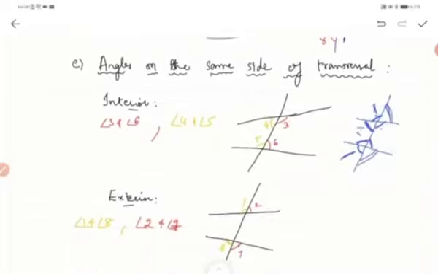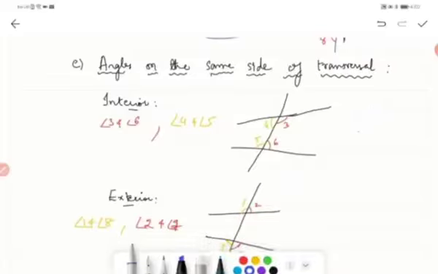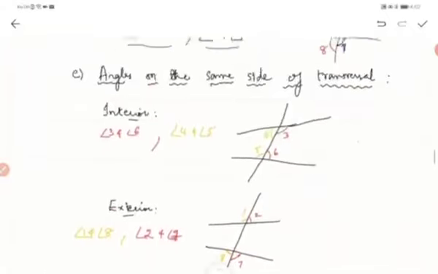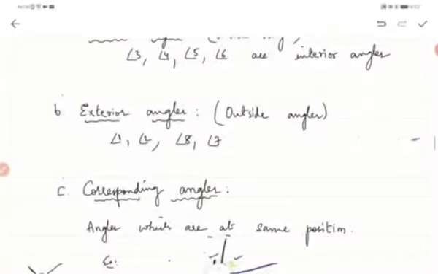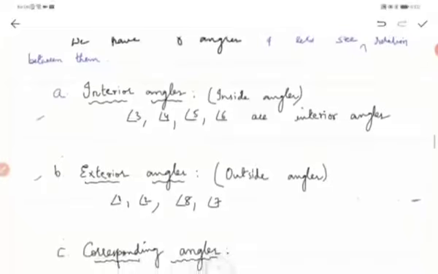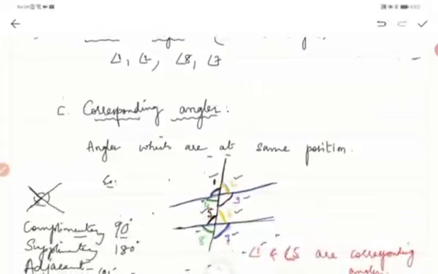So for the transversal line passing through the two lines, what angles had we seen? Interior angles, exterior angles, isn't it? Then corresponding angles. So interior, exterior, it's very easy to remember. Inside angles are interior, outside angles are exterior angles. Corresponding angles are what?